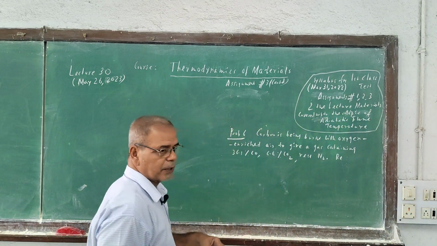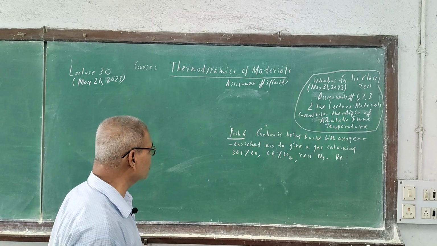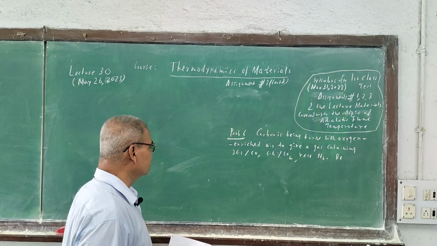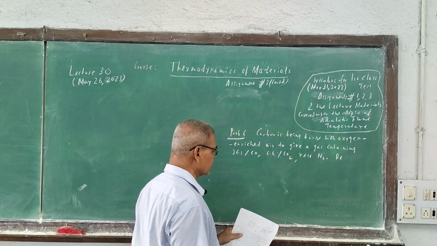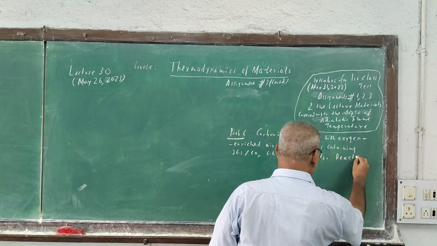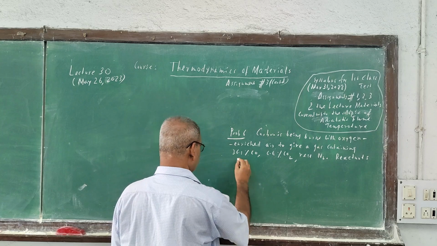I'm writing. Problem 6 reads as follows. Carbon is being burnt with oxygen enriched air to give a gas containing 36.1% CO, 6.6% CO2, rest nitrogen. Reactants are at room temperature.